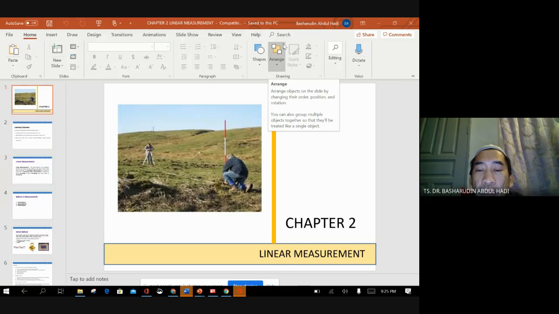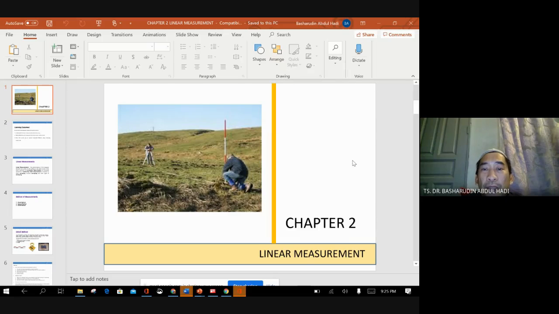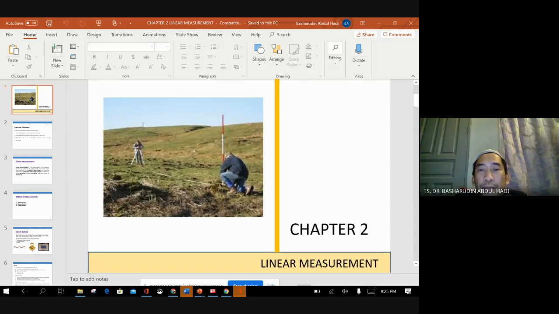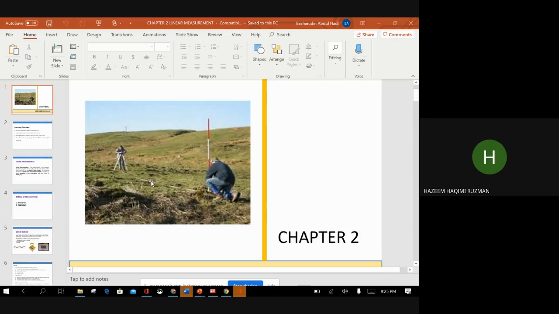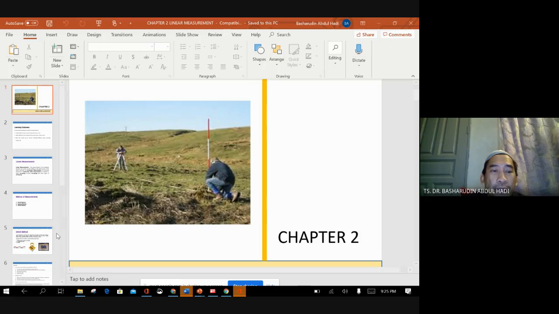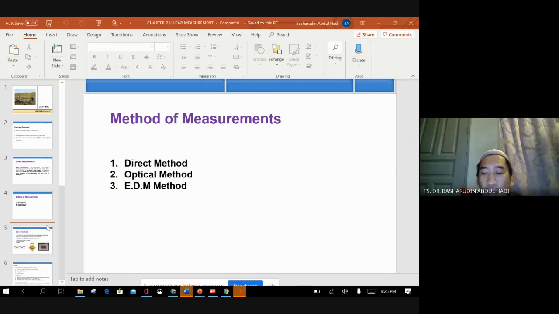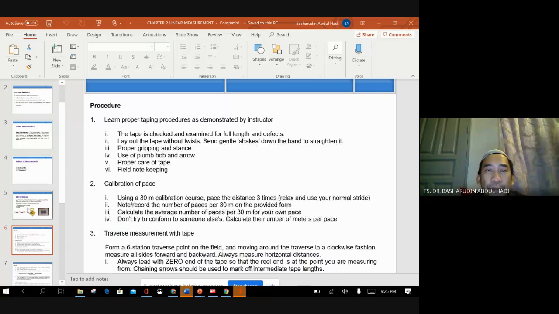Now we are going to linear measurement, chapter 2. I already told you about this chapter 2. We have 3 types. One is using a measuring tape. Can you see this measuring tape? Okay, all right. Next, number 1, we call it the direct method. Then we go to the optical method and the EDM method. So this is the optical method.